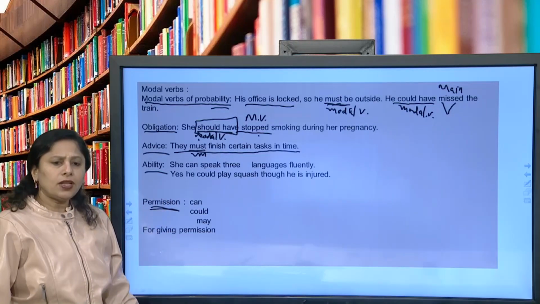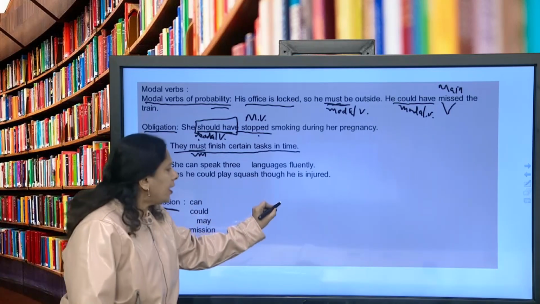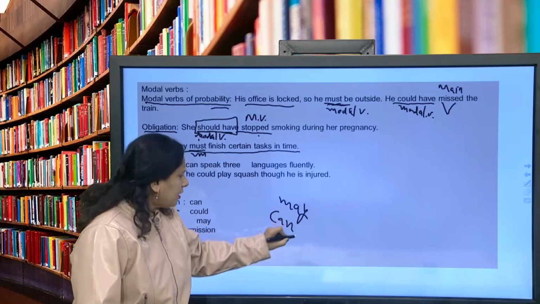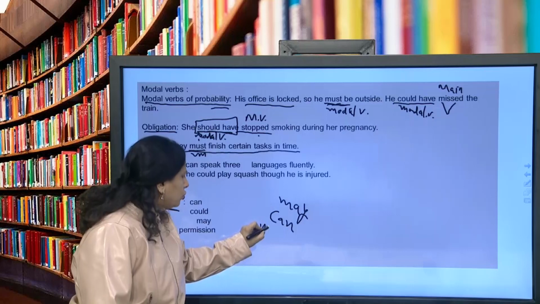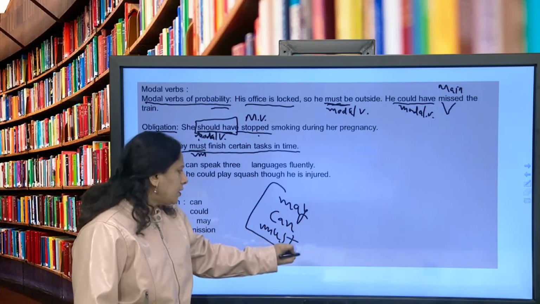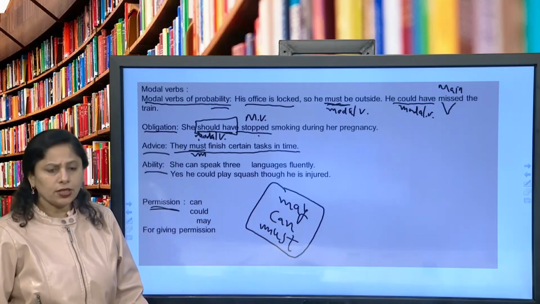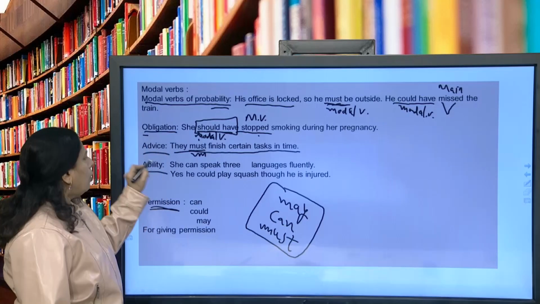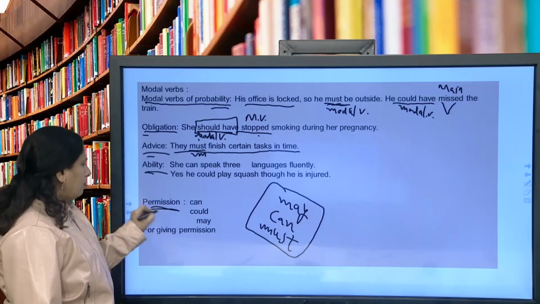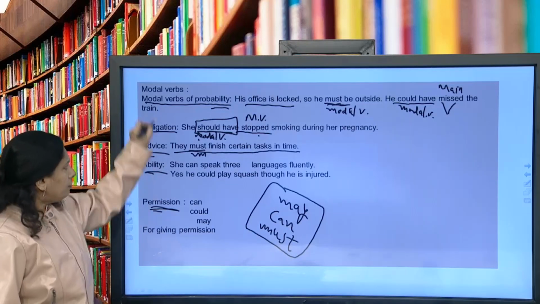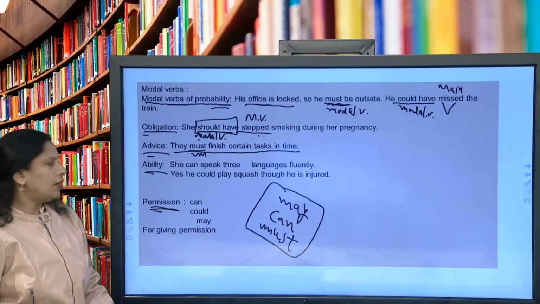Why is this modal auxiliary used? Why is may used? Why is can used in the sentence? Or why is must used in the sentence? All these three are modal auxiliaries, and why should they be used in the sentence? Just to show the obligation or advice or ability or permission, they are used. So these are the functionings of the modal auxiliary verbs.